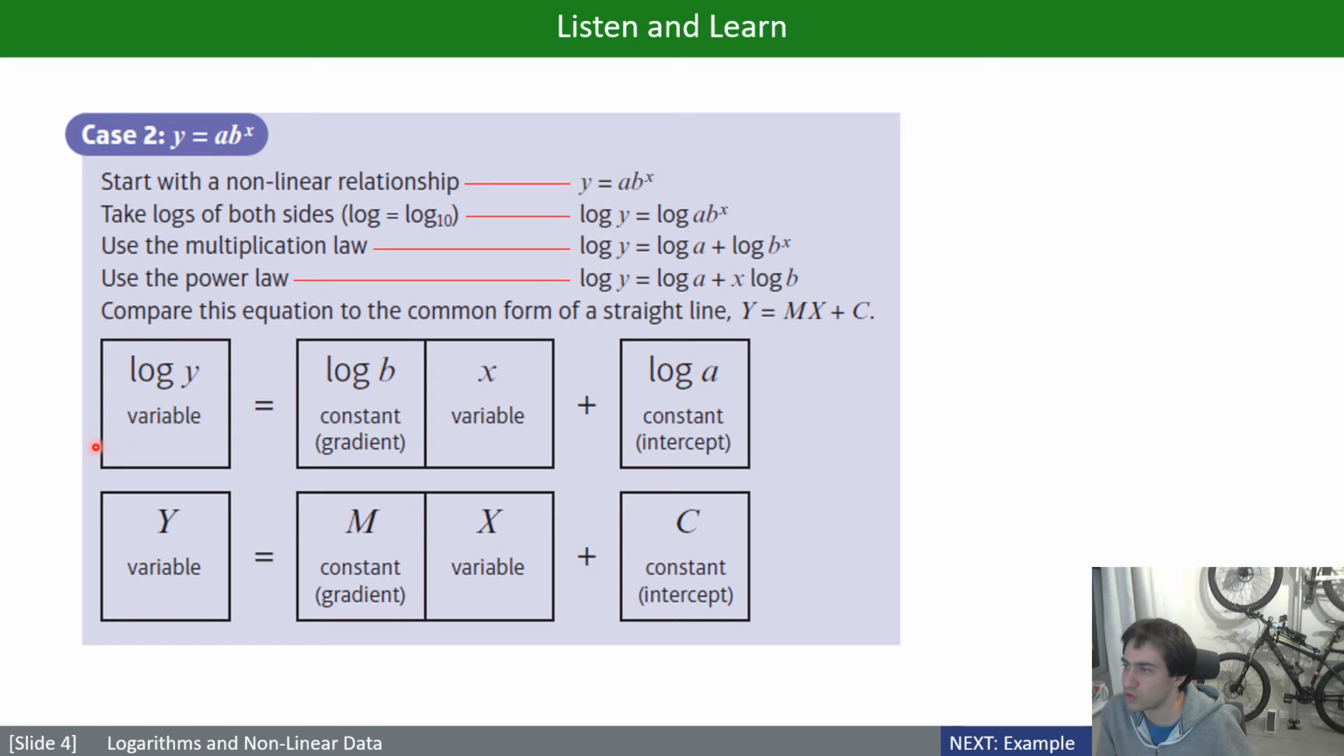So in terms of what's the same and what's different, the intercept is always log of a, and capital Y is always log of little y, but the gradient and the coding for x, this part here in the middle, is what's different. And if you can memorize the differences, then that's the key thing. So let's look at one example of using this.